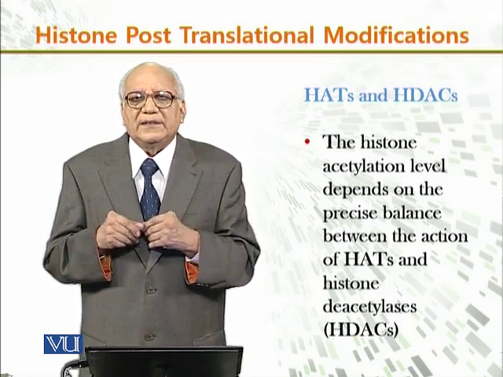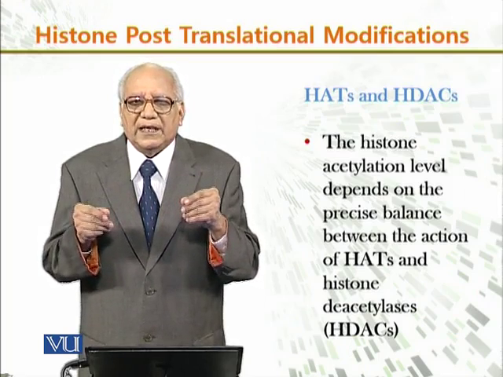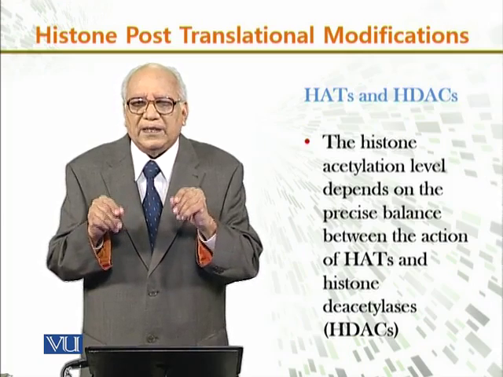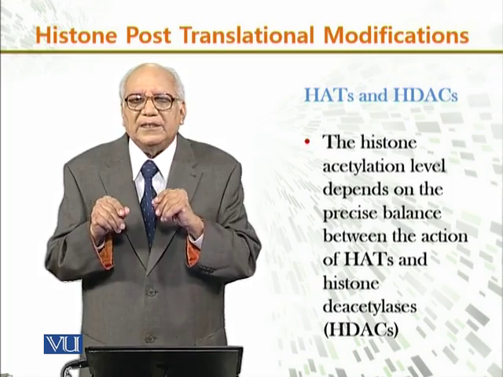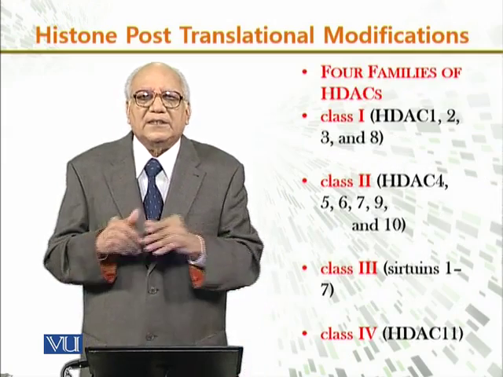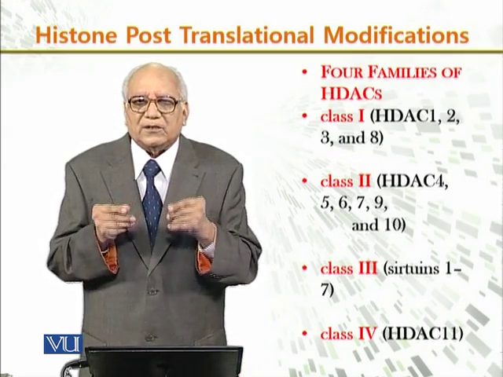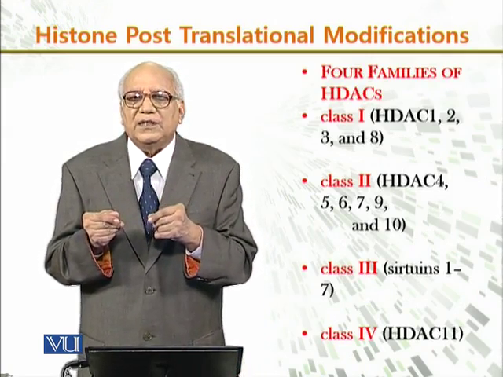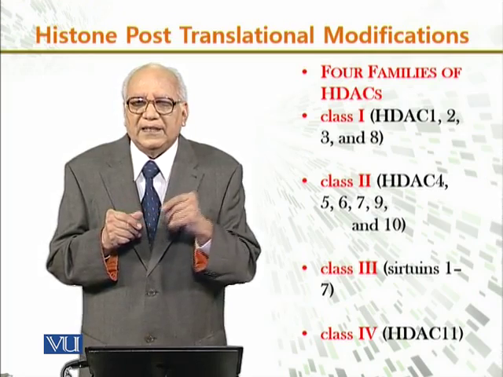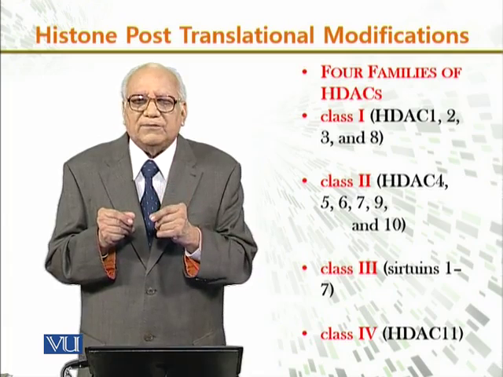Now, HATs and HDACs: the histone acetylation level depends on the precise balance between the action of HATs and histone deacetylases, that is HDACs. That is where one is acetylated and the other one is deacetylated. Now, there are 4 families of HDACs. Class 1: HDAC1, 2, 3, and 8. Class 2: HDAC4, 5, 6, 7, 9, and 10. And class 3, that is the sirtuins, 1 and 7.